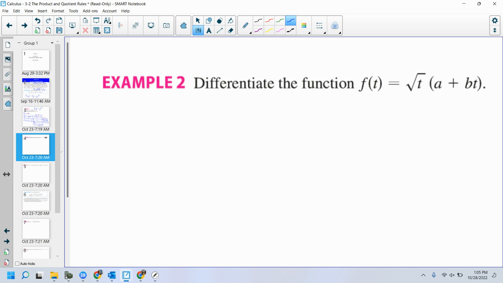Now, understand something here. When I go to differentiate this, I'm going to differentiate f of t. What's my variable? t. That means what are a and b? Constants, right? People always think of them as variables. No, they're not variables, they're constants. If it's not dependent upon the independent variable, then it's a constant. Okay, so we've got the radical t as our, I'm just going to rewrite it. f of t is equal to radical t times a plus bt.